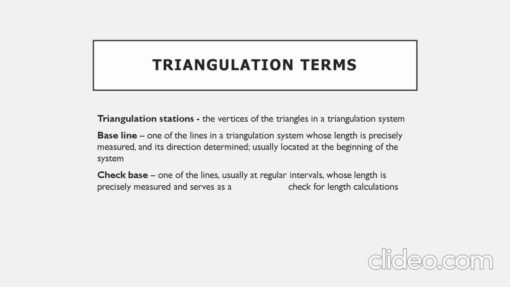So these are the triangulation terms used. Triangulation station, the vertices of a triangle in a triangular system. The baseline, one of the lines in a triangular system whose length is precisely measured and its direction determined, usually located at the beginning of the system. Then last is a check base. Check base is one of the lines, usually at a regular interval, whose length is precisely measured and serves as a check for length calculation.